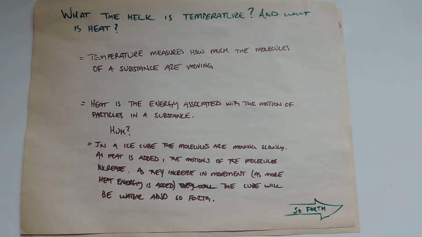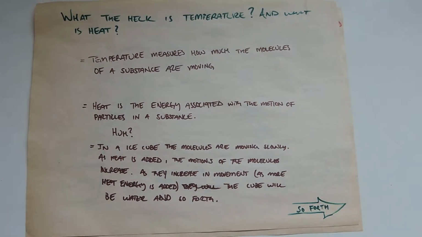So let's look at what heat and temperature actually are. Temperature in chemistry is the measurement of how much the molecules of a substance are moving. And then heat is the energy associated with the motion of particles in a substance. So what does that mean?